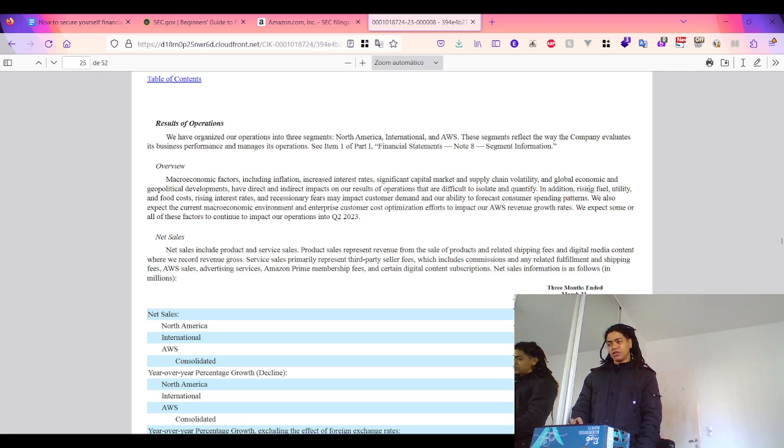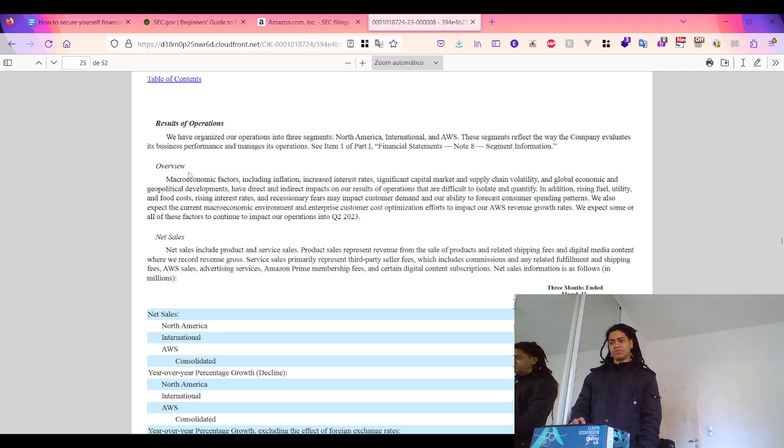In addition, rising fuel, utility, and food costs, rising interest rates, and recessionary fears may impact customer demand and our ability to forecast consumers' spending patterns. Those companies, that's exactly what it's doing. So it's trying to forecast the consumer spending pattern.